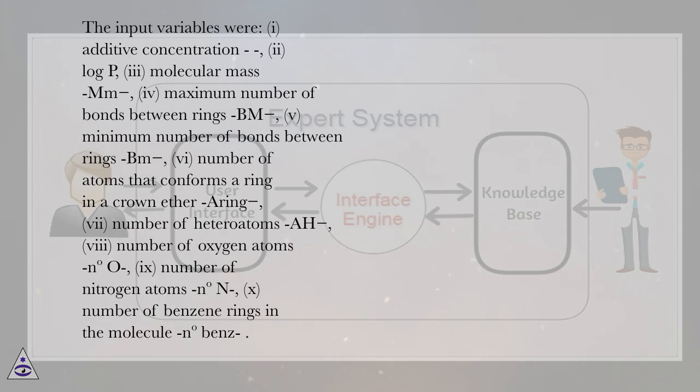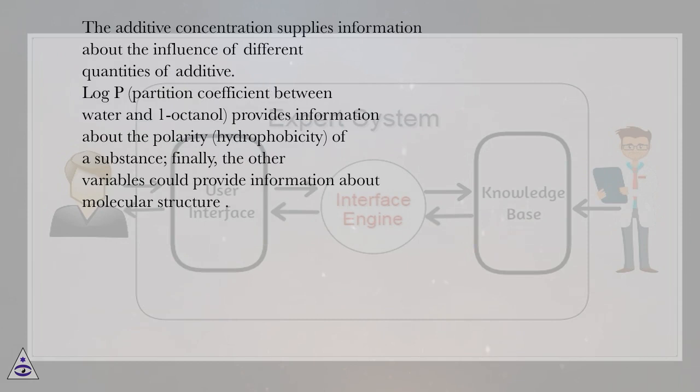1. additive concentration, 2. log P, 3. molecular mass, 4. maximum number of bonds between rings, 5. minimum number of bonds between rings, 6. number of atoms that conform a ring in a crown ether, 7. number of heteroatoms, 8. number of oxygen atoms, 9. number of nitrogen atoms, and 10. number of benzene rings in the molecule. The additive concentration supplies information about the influence of different quantities of additive.